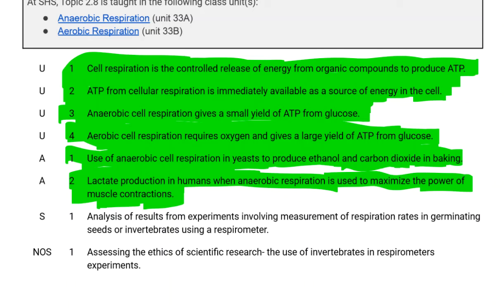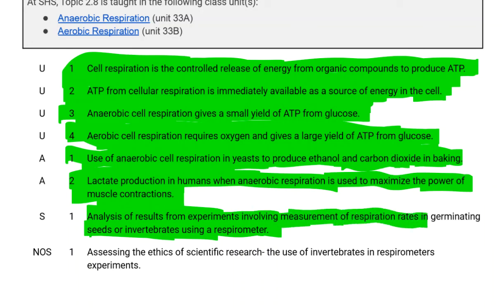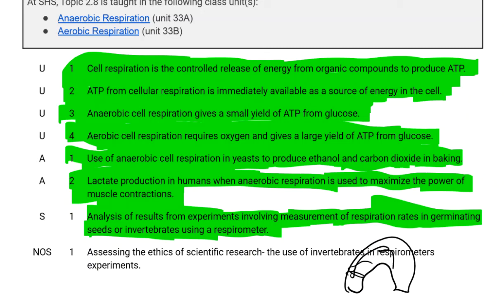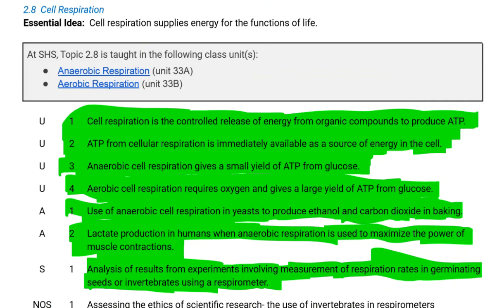Analysis of results from experiments involving measurement of respiration rates in germinating seeds or invertebrates using a respirometer. So a respirometer measures how much air is being used. It has one chamber with air, and it's like a U-tube, and it measures the movement of water based on air consumption by an organism. That's a whole other video coming up. That's it for topic 2.8.